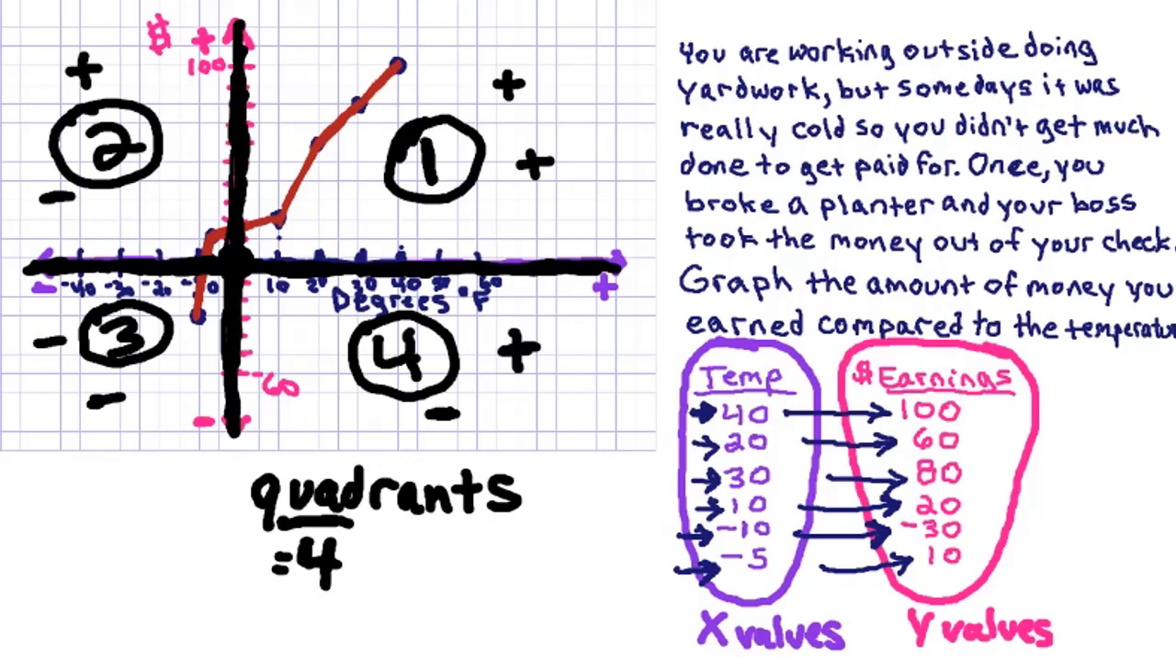So that's just something, I don't know if you're going to get tested on that, but that's something to keep in the back of your mind, that these quadrants are, if you draw a C, that gives you the order of numbering the quadrants. So 1, 2, 3, and 4. And those are what quadrants are in a graph.